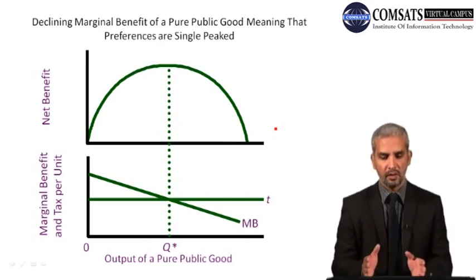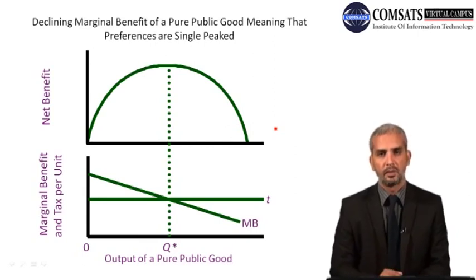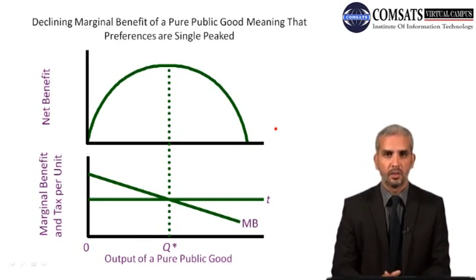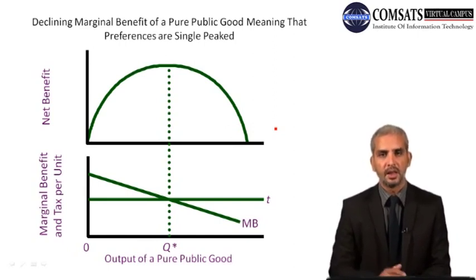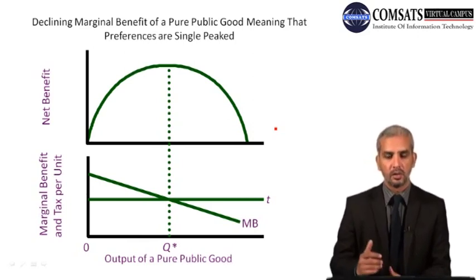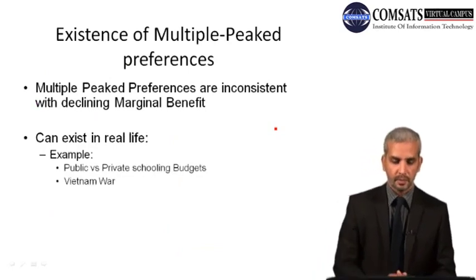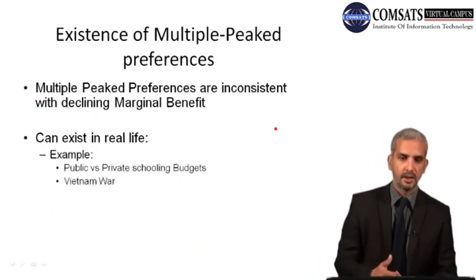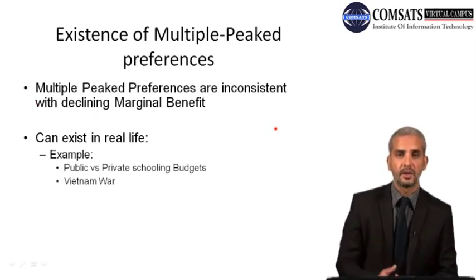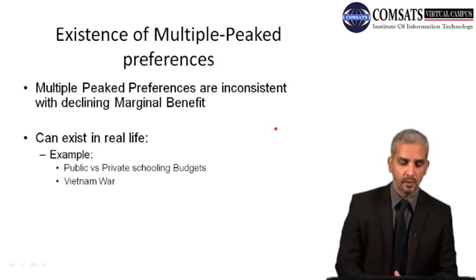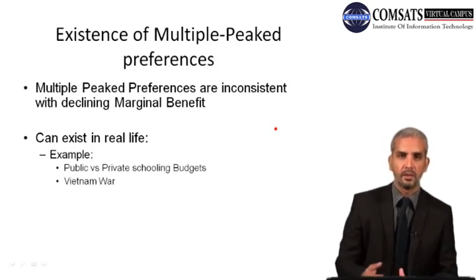Now this graph over here, in its bottom and top panel, represents why marginal benefit is downward sloping, and that downward slope represents that net benefit increases in the start and decreases later on, and at the point of equilibrium it is maximum. So the multiple peak equilibria is actually the opposite of this declining marginal benefit of a public good. Still, the point is that multiple peak equilibria do exist in real life, which we proved through an example of public versus private schooling budgets and the Vietnam War.